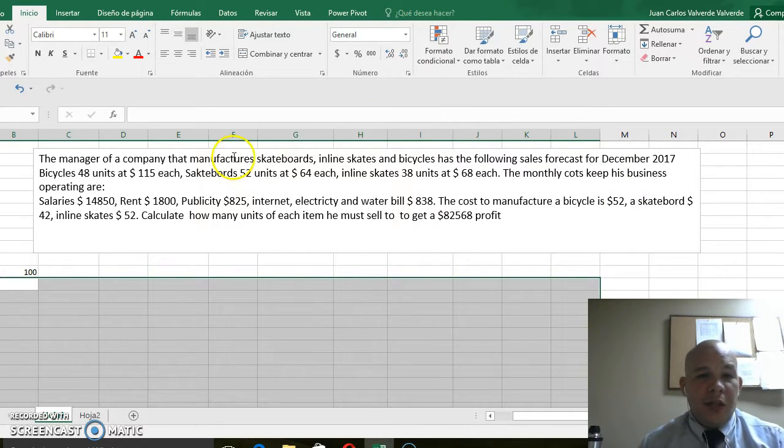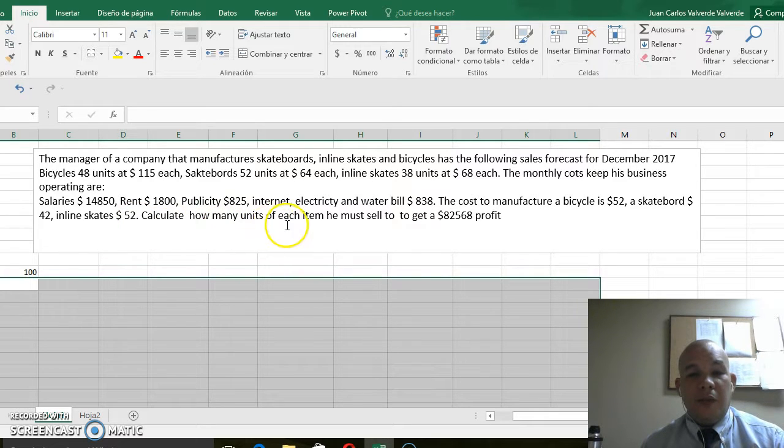Let's start reading. The manager of a company that manufactures skateboards, inline skates, and bicycles has the following sales forecast for December 2017. He plans to sell 48 bicycles at 115 each, 52 skateboards at 64 each, 38 inline skates at 68 each. The monthly costs to keep his business operating are salaries $14,850, rent $1,800, publicity $825, internet, electricity, and water bill $838. The cost to manufacture a bicycle is $52, a skateboard $42, inline skates $52.